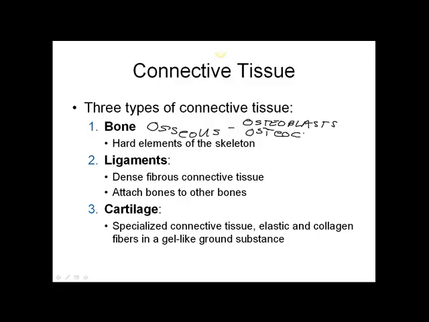O-S-T-E-O. These are cells that maintain bone. And then we have osteoclasts. Class, and these break bone down. These build bone, and these maintain bone.